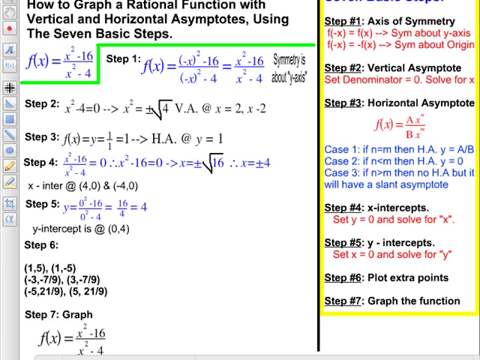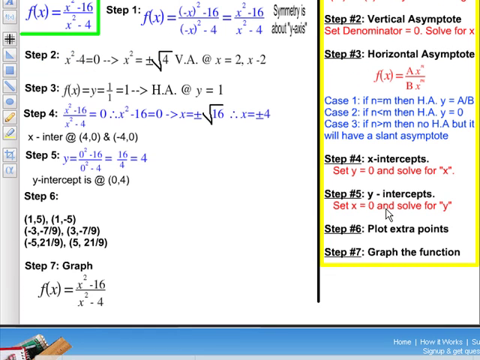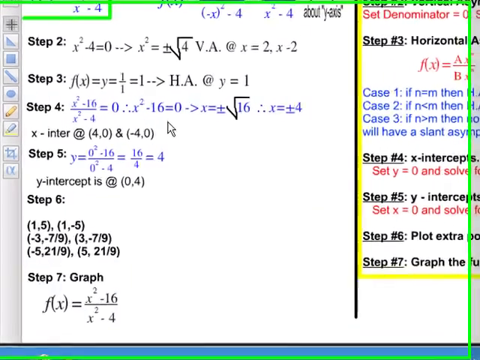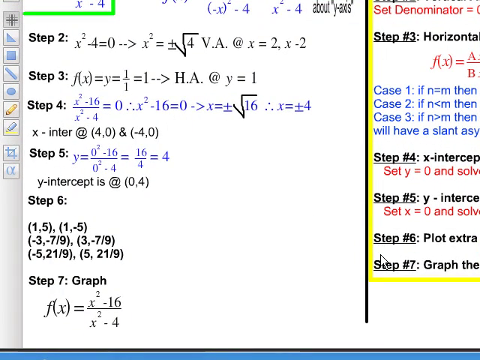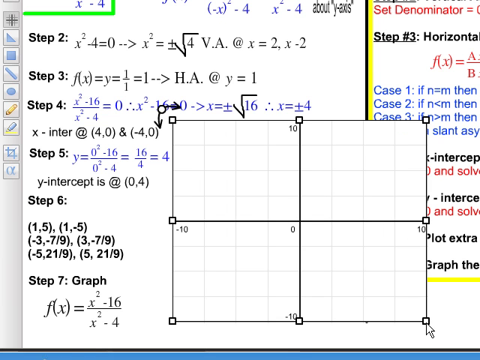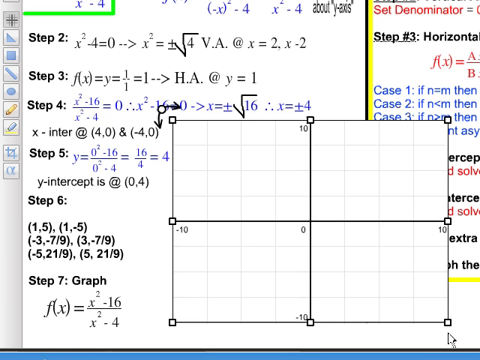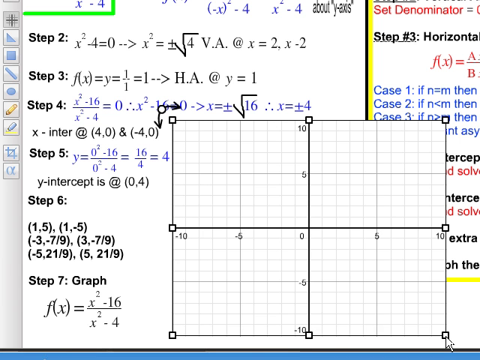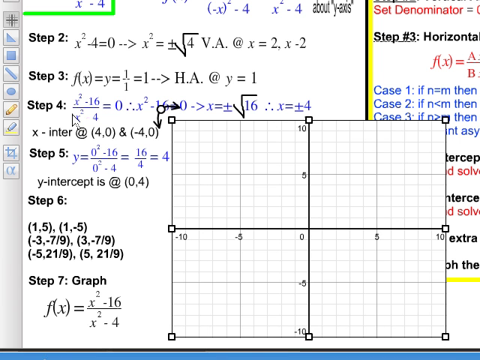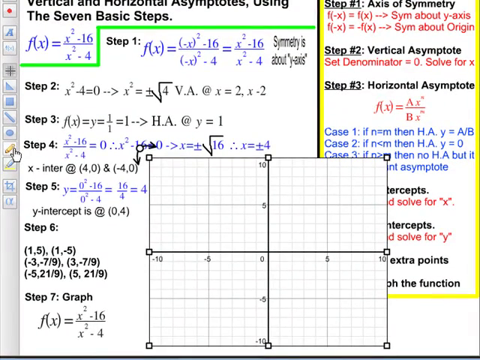Now we have our extra points, so step 7 says to graph the function. So in this case, we will go ahead and select our graph here, and I'm going to plot all the points that we have collected so far. Let's see how this looks. Okay, so let me select the pencil here, and I'm going to start by plotting the intercept points.